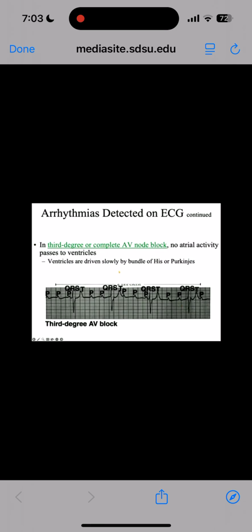And then in third-degree AV node block, you have all these P waves because the sympathetic system is trying to activate those ventricles, but look at how far apart the QRS complexes are. The ventricles in this person are probably beating around 35 beats per minute. Okay? So anyway, that is your introduction to ECGs.